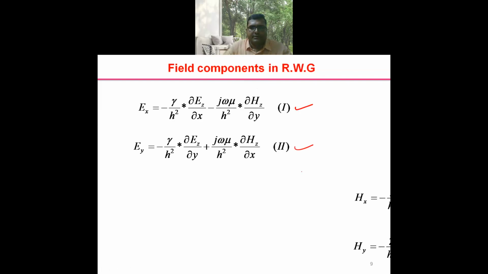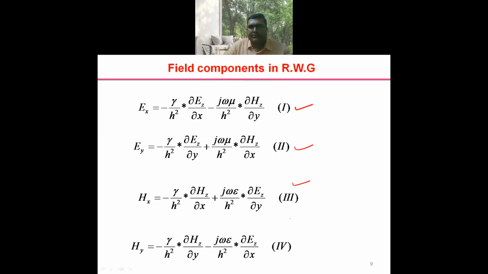You are supposed to remember the field components in a rectangular waveguide: Ex, Ey, Hx, and Hy in terms of Ez and Hz only. To further proceed regarding TE wave propagation and TM wave propagation in rectangular waveguide, these four equations are the base. Field components in rectangular waveguide.